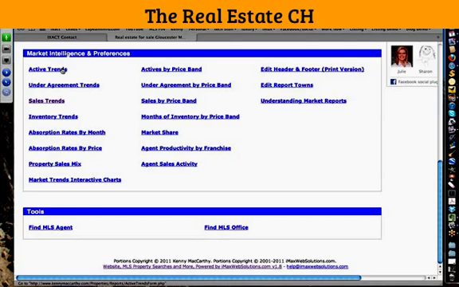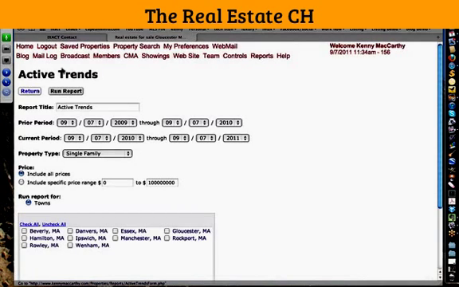This is the real meat of the reports with iMax, and I'm going to run several of these so that you can see how to run them as well as how to use them, how you might explain them to a potential seller or to tell a buyer what's going on in the market. So the first thing we're going to do is the active trends.